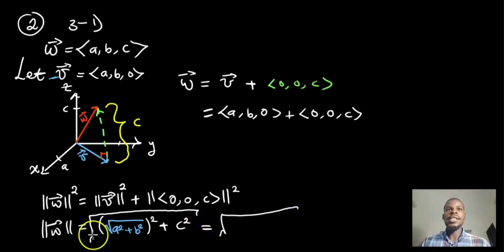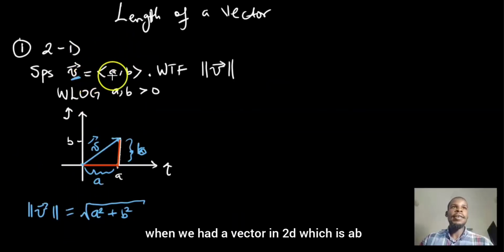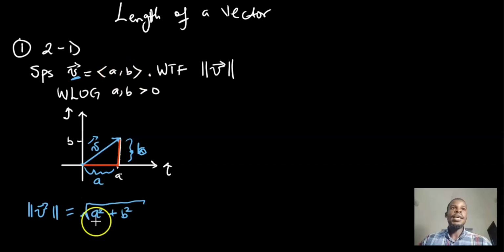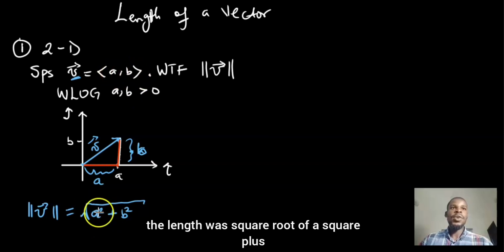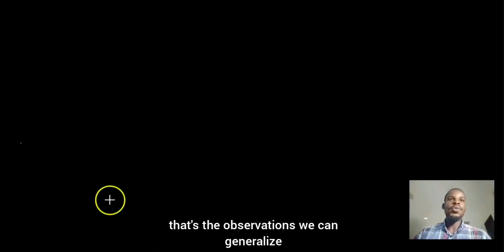Now let's see what this will give us. Well, you can work this out. It's very simple from here. This square will cancel out with this square root because the length has to be positive, leaving us with A squared plus B squared plus C squared. So you see the length of vector W, which is in 3D, is just the square root of the square of A plus the square of B plus the square of C. And you can also observe when we had a vector in 2D, which is AB, the length was the square root of A squared plus B squared. So with those two results, with the observations, we can generalize.